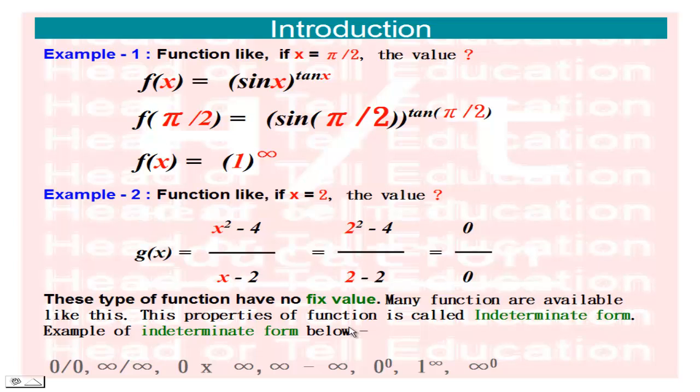Many functions are available like this. This property of a function is called indeterminate form. Examples of indeterminate form are: 0 divided by 0, infinity divided by infinity, 0 multiplied by infinity, infinity minus infinity, 0 to the power 0, 1 to the power infinity, and infinity to the power 0. So these are all indeterminate forms of any function like this.